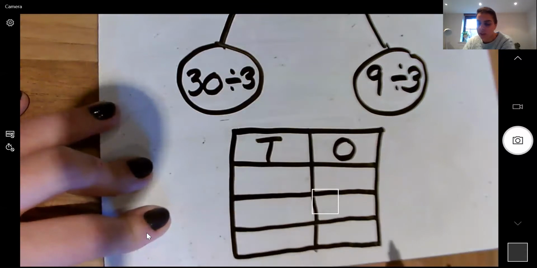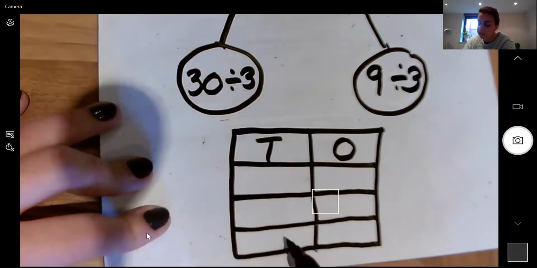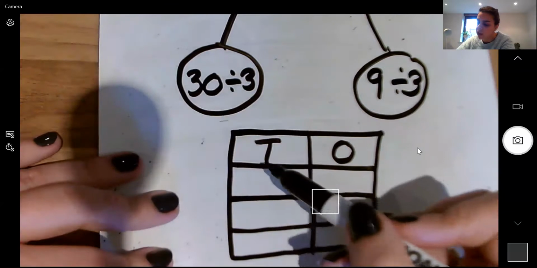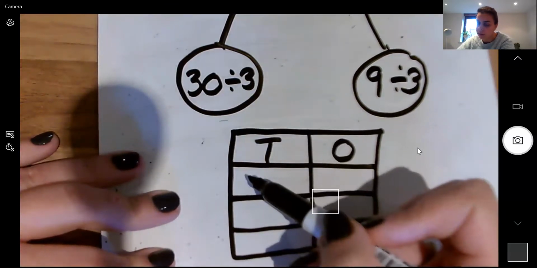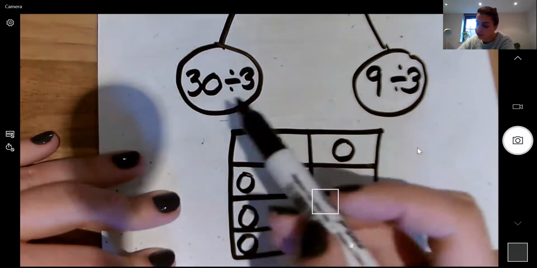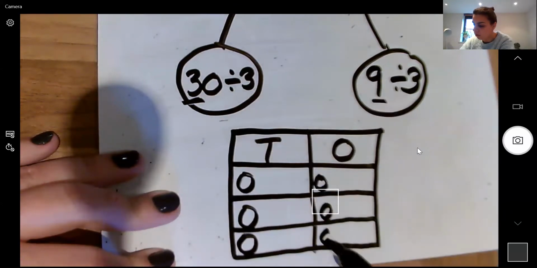And I'd like you to pause the video here. I'd like you to show me how you would do your 30 into 3 rows and your 9 into 3 rows. So pause the video now. Okay, hopefully you have shared your 30 into the 3 rows. So you'll hopefully have 1, 2, 3, because it's 3 tens, and 9 ones. 1, 2, 3, 4, 5, 6, 7, 8, 9.